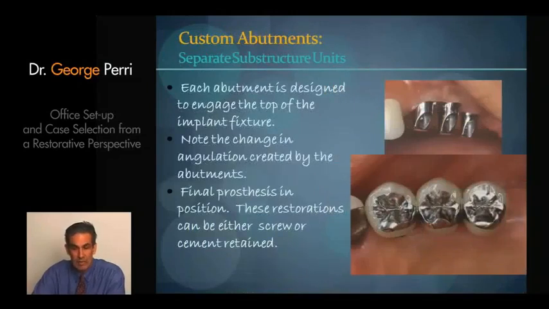Each abutment on a separate abutment substructure is designed to engage the head of the implant so it's non-rotational. So we can't use a non-engaging abutment to do this. An engaging UCLA abutment, an engaging Procera, or an engaging preppable abutment would all be useful ways of managing this situation.